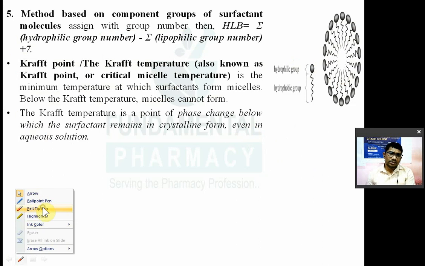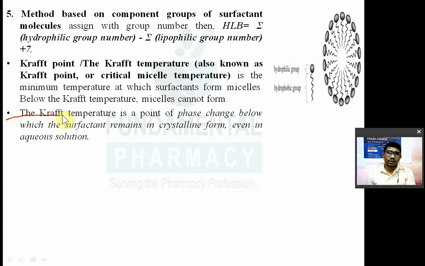Now remember, the Kraft temperature, or Kraft point, is nothing but the point of phase change. Here a phase change happens. For example, below the Kraft point, the surfactant is soluble. A question on this has already come in GPAT 2022. Below the Kraft point, the surfactant is soluble in the bulk of liquid, but at the Kraft point, micelle formation starts. Micelle is an association, and that is insolubility.